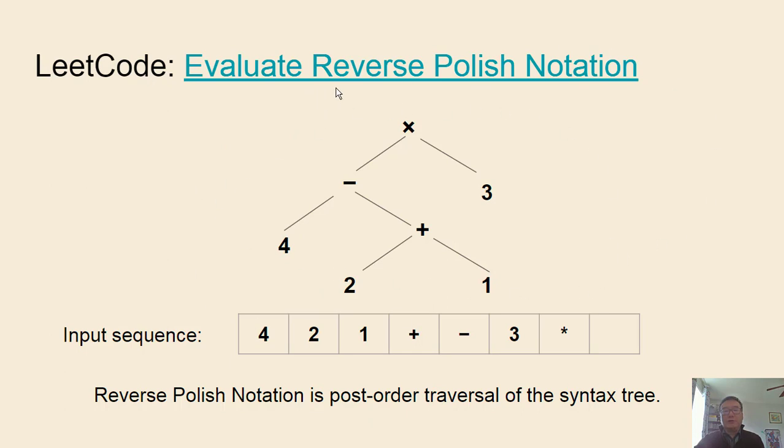Looking at the tree, it's pretty obvious what we should do, right? This says we should add 2 and 1. We get 3, and then we subtract 3 from 4. 4 minus 3, we get 1. And then we do multiplication, 1 times 3, so the answer should be 3. Once we have the tree, the structure is the semantic expression, and what we should do is pretty obvious.